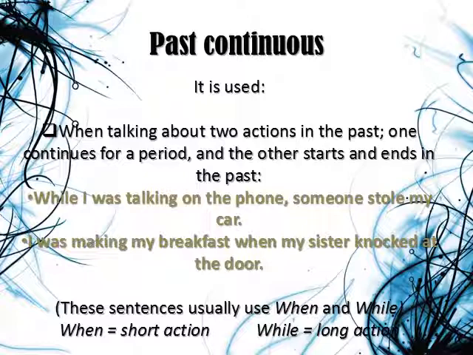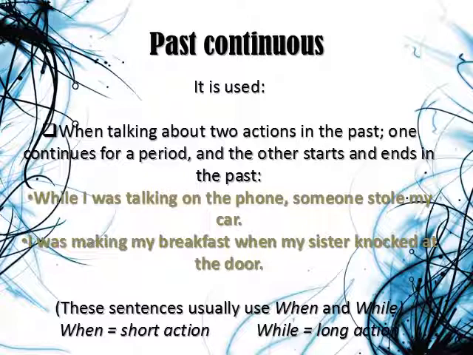So the first one that starts with while and ends in the phone is continuous or in progress. That's why we call it past continuous or past progressive. Okay, so that is continuous. And the second action, someone stole my car. You can see that stole is in the past simple, starts and ends in the past. So here we have two actions. The first one was continuing or was in progress, and the second one that is in simple past interrupts the first one. It starts and ends.